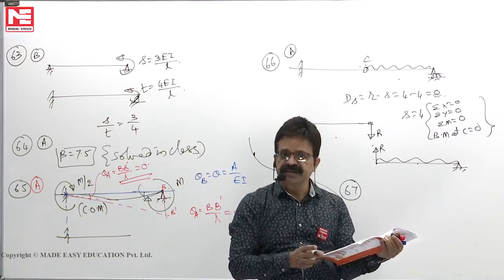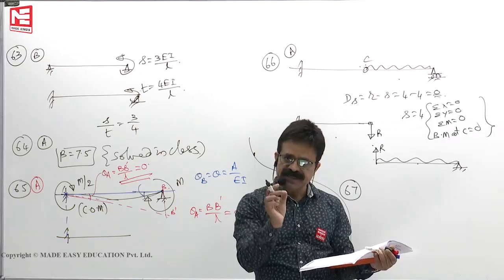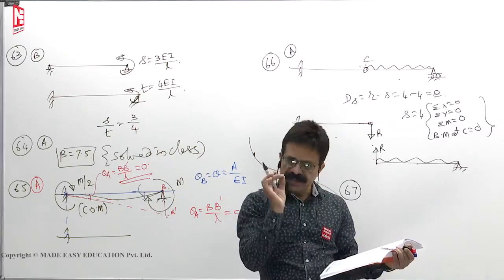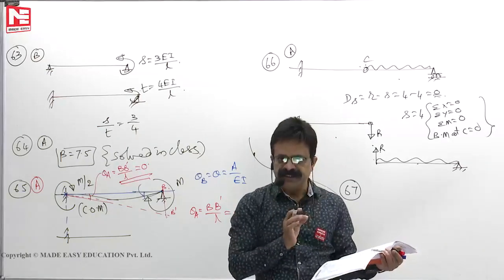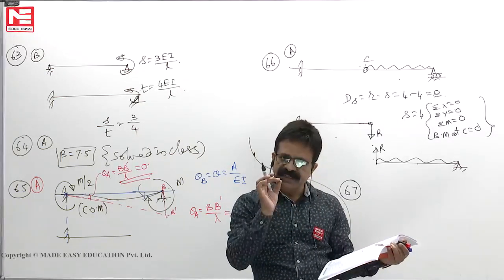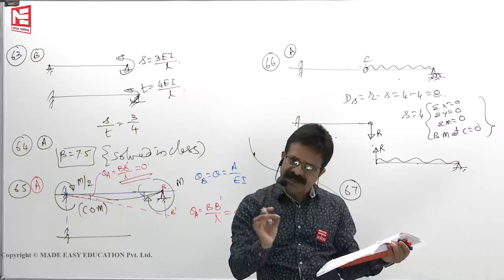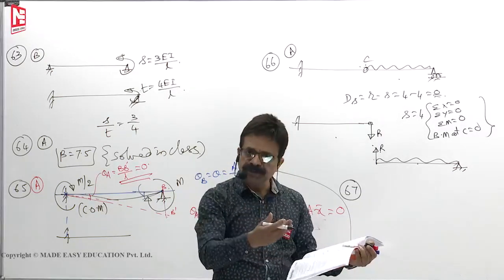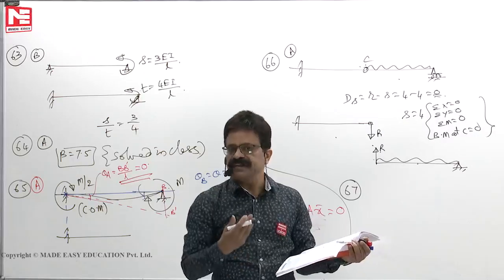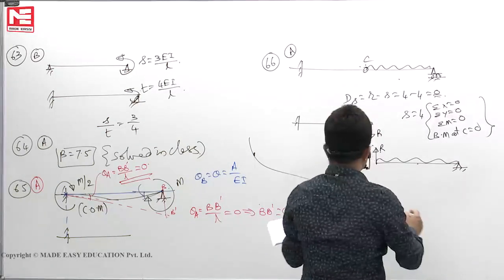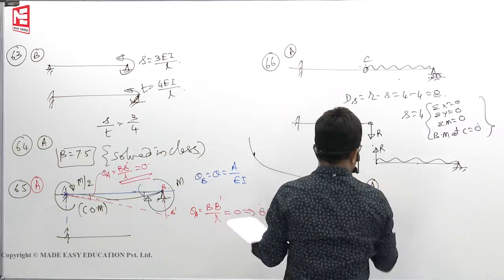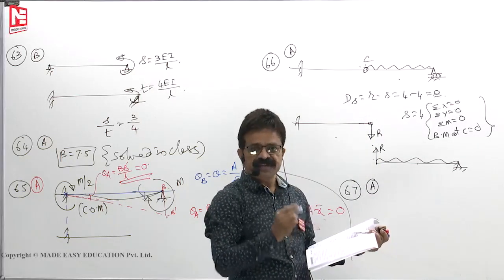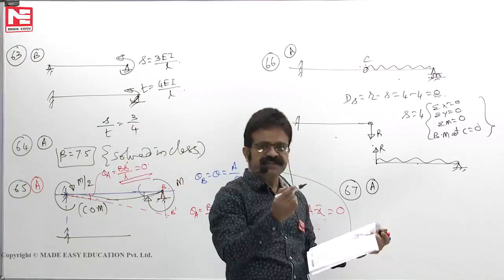Based on the strain energy principle means the strain energy principle tells you that at any point if you want to find the displacement or slope, you will use the unit load method. So assertion is correct, reason is correct, and reason is the correct explanation for the assertion. The unit load method is based on the strain energy principle only. So 67 also A. Here the reason is also the correct explanation for the assertion. Both statements are correct, explanation is also the same.